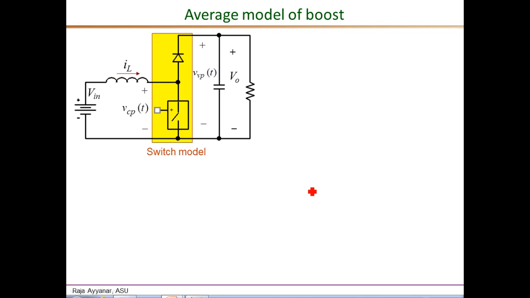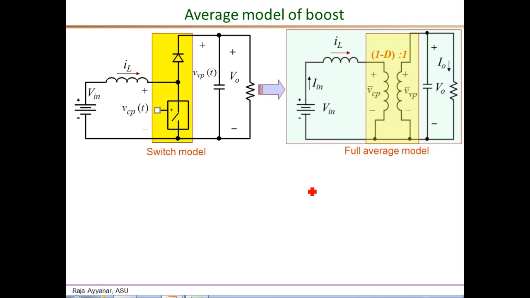Now, with that clarification, here is the complete average model of a boost converter. Essentially, the switch diode combination has been replaced by an ideal transformer with its primary connected to the voltage port with the turns of 1, and the secondary connected to the current port with the turns of 1 minus D, as opposed to D in all the other converters. Other elements such as the L and C and R have been retained as they are in the full average model.